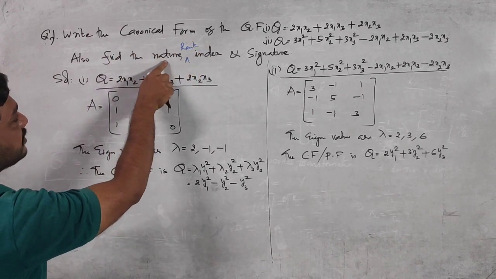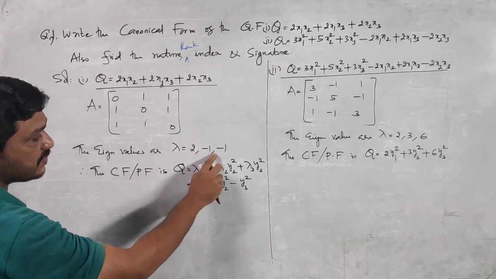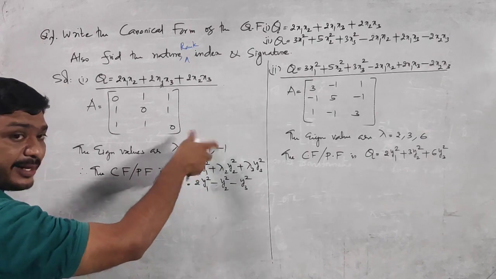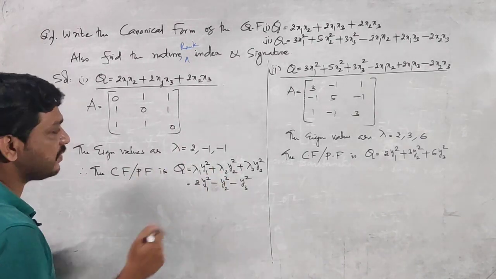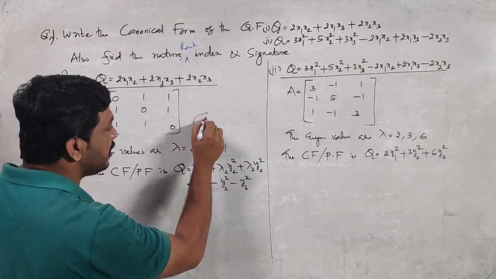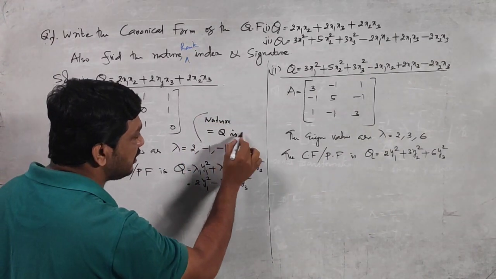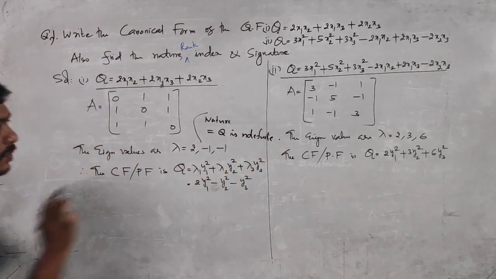Next is find the nature. All of you studied about it earlier. Since here what are the eigenvalues? Here the eigenvalues are 2 and the other two are negative. What is your conclusion? Some eigenvalues are positive, some eigenvalues are negative. That's your conclusion. So what is the nature? Nature is Q is indefinite for this particular example. Okay.